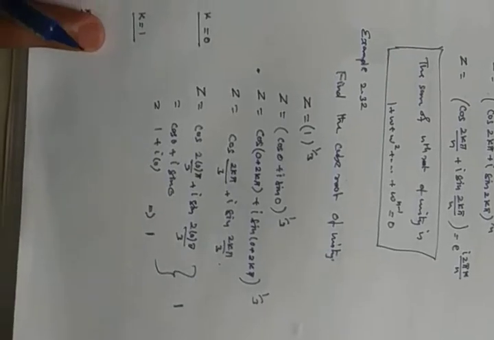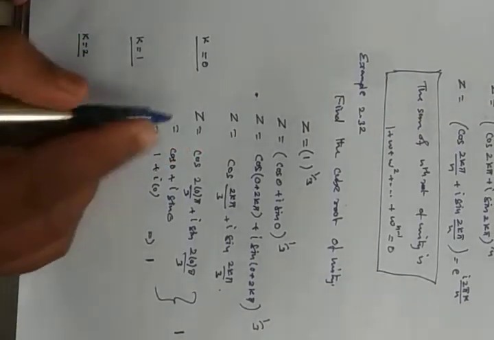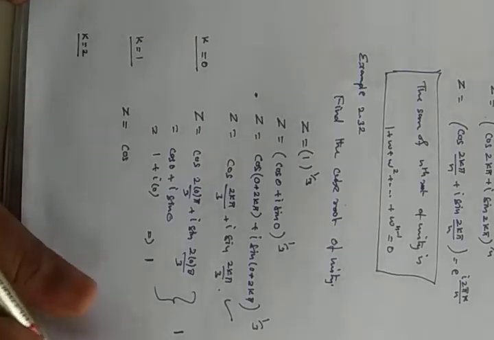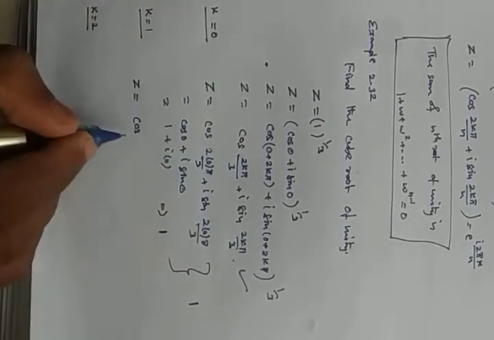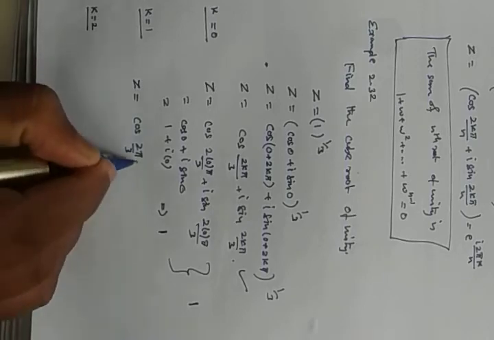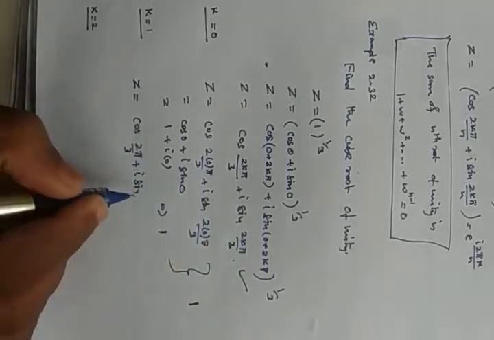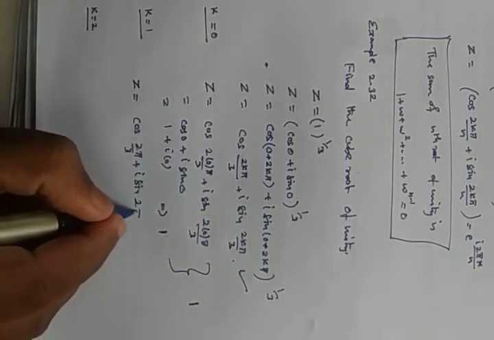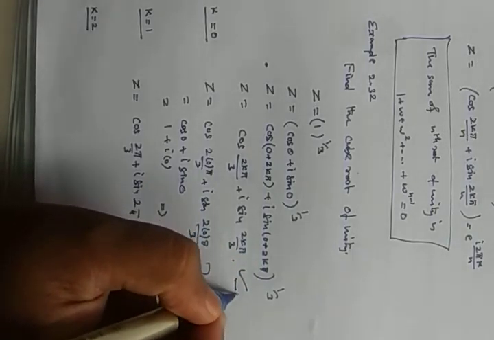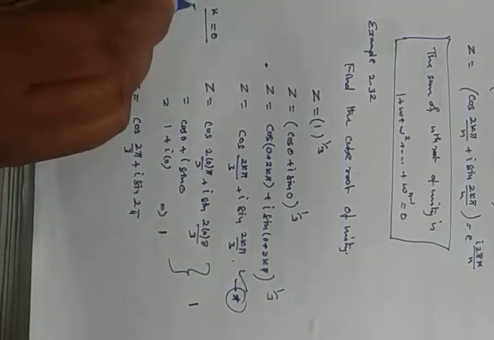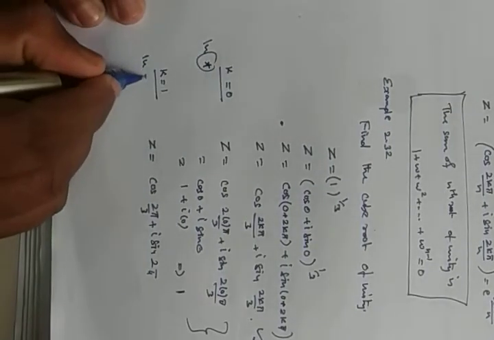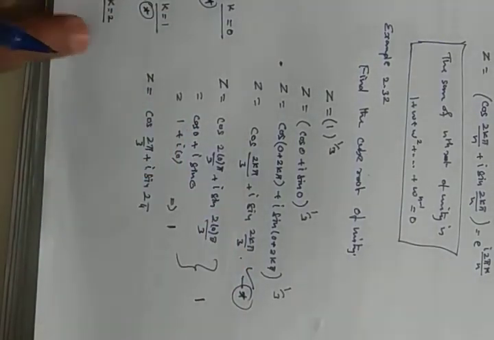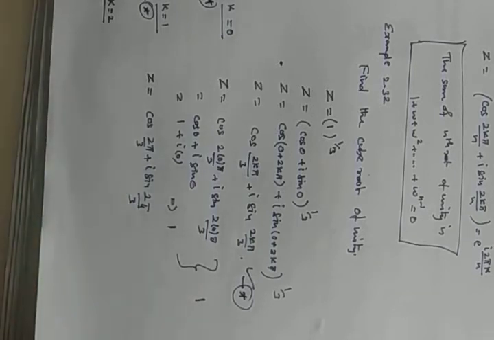Next I am putting k equals 1. Then z equals cos 2π/3 + i sin 2π/3, since 2 into k, with k being 1, gives 2π. We can call this equation star, and we substitute into star for understanding purposes. You substituted k equal to 0 in star and got the earlier value; now putting k equal to 1 you get 2π by 3.